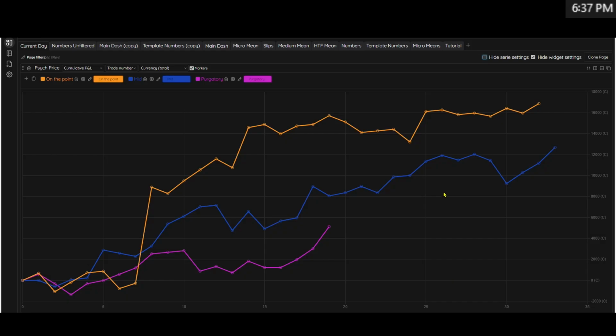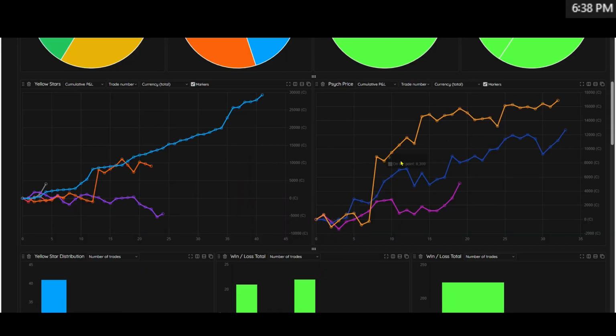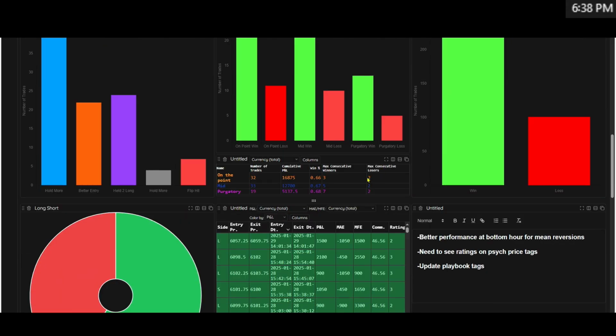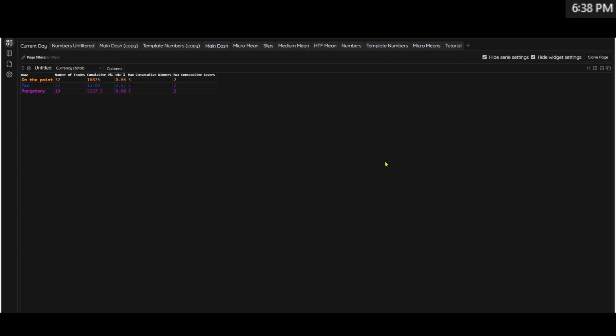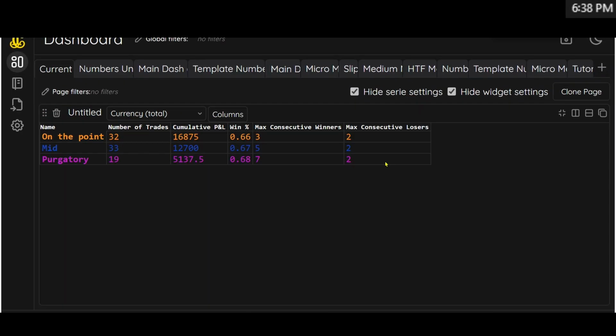Now, you may think that there might be more edge with the on point tag. We just have a higher sample rate. If we come out of this and come down here, you can see the actual statistics on these tags. 68% win rate, 67 and 66. They're roughly all the same and they're kind of fluctuating. So far I'm not really seeing edge with it.